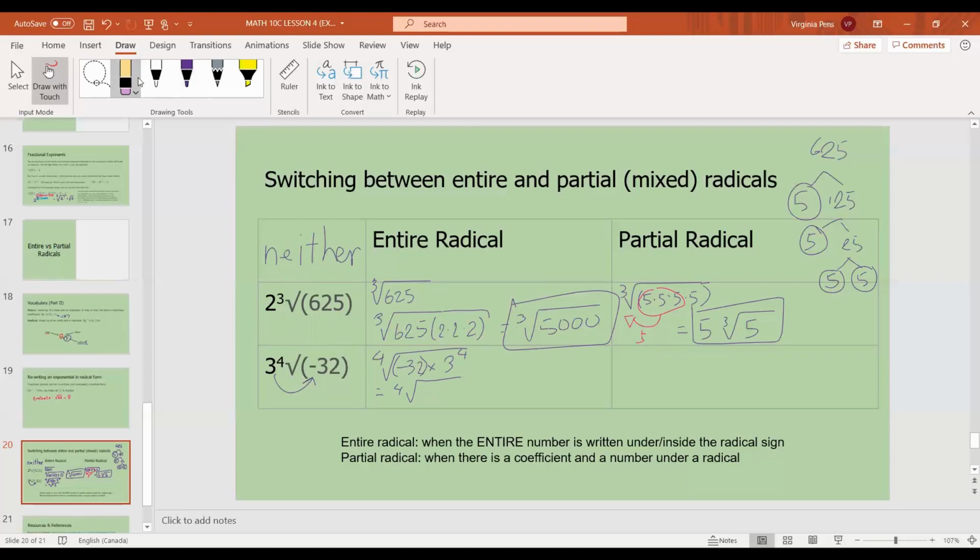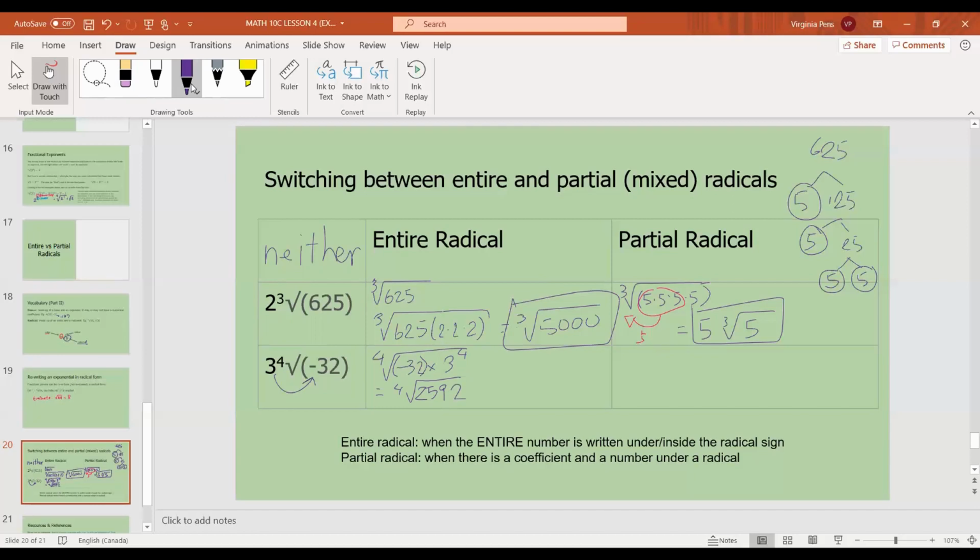I'm going to erase this. 32 times 3 to the 4 is equal to 2,592. That is our answer in entire radical form.